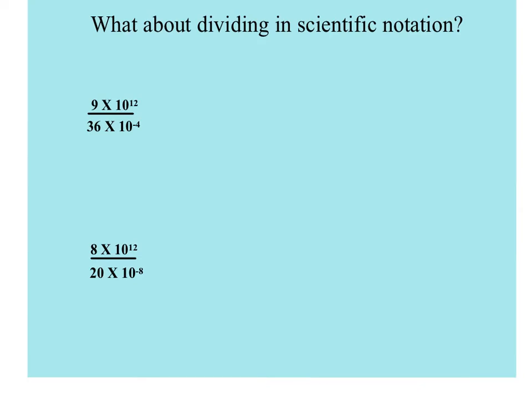And we will actually cover dividing in scientific notation a little bit more next week, but I will tell you that it's very similar to multiplying in that the coefficients, in this case 9 and 36, instead of being multiplied, now it's a division problem, so they get divided, and 9 over 36 is 1/4, which is 0.25.